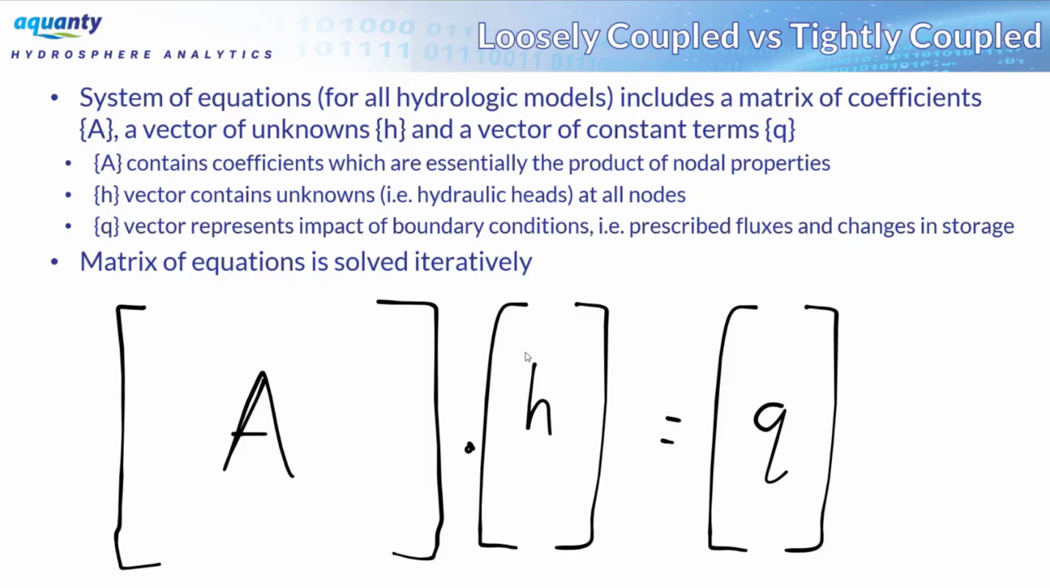You'll then have a vector H, which contains the unknowns being solved for in the system of equations, typically hydraulic heads. On the right side of the equation, you'll have a Q vector, which represents the impact of boundary conditions or mathematical forcing functions, things like prescribed fluxes or prescribed changes in storage. This matrix of equations will be solved iteratively.